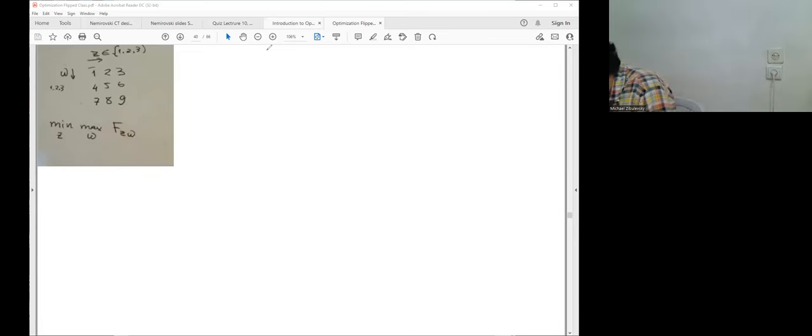Okay, let's do the following thing. What we want to do is compare min max, minimum in Z, maximum in Omega, with the other option, maximum in Omega, minimum in Z of the same function, F of Z Omega.